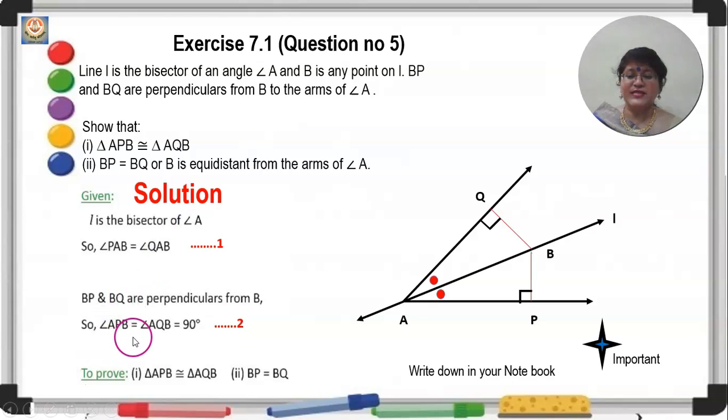Okay. Now next step, BP and BQ are perpendiculars from B. You could write this under given. It is not necessary to copy down this. I have written down this here and have numbered it as 2. This is another way of representing given. Now this is what you need to prove, that the two triangles are congruent, and prove BP is equal to BQ. So students, let us begin with the proof.